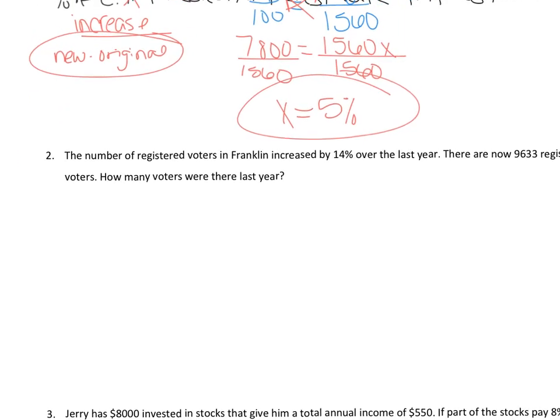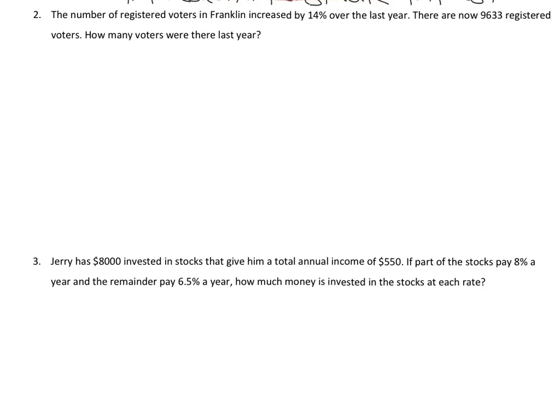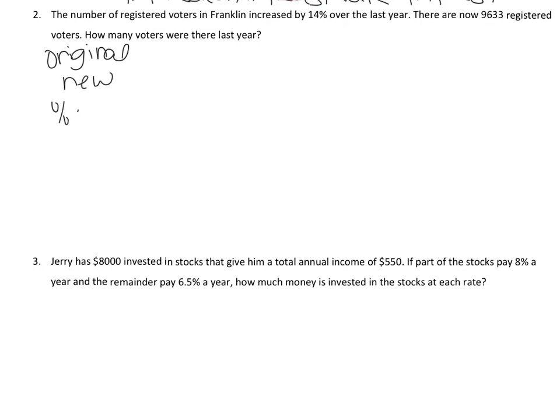All right, number 2. Number 2 tells me the number of registered voters in Franklin increased by 14% over the last year. There are now 9,633 registered voters. How many voters were there last year? Okay, so once again, let's write down our 3 possibilities. We have original, new, percent of change.